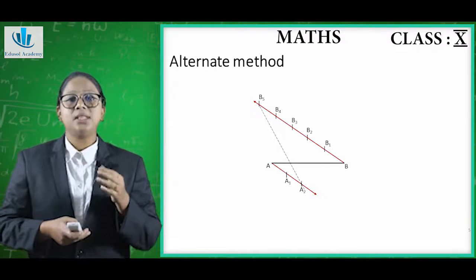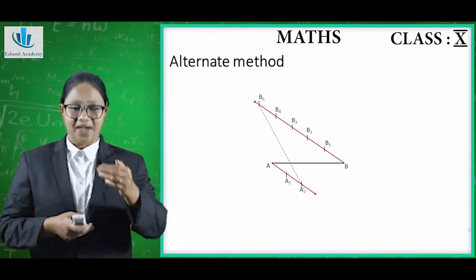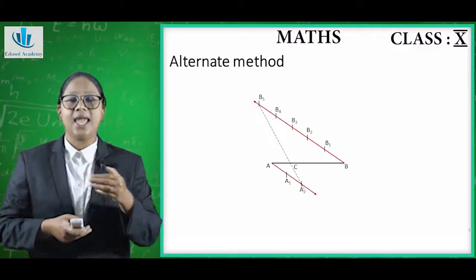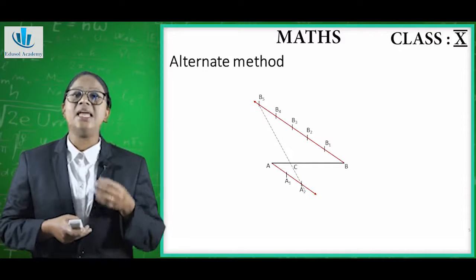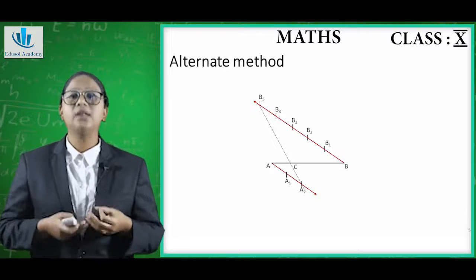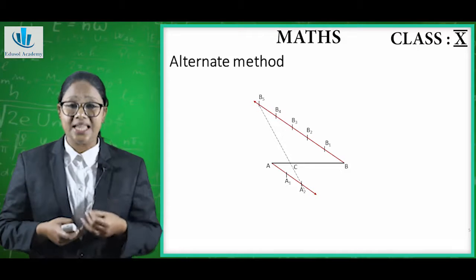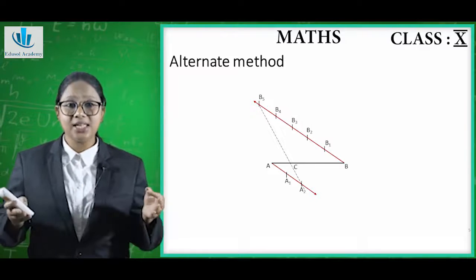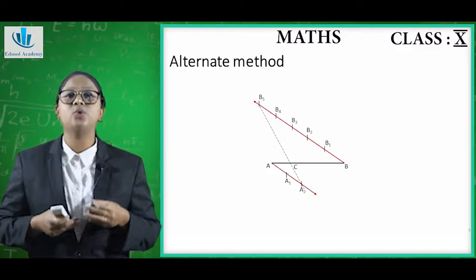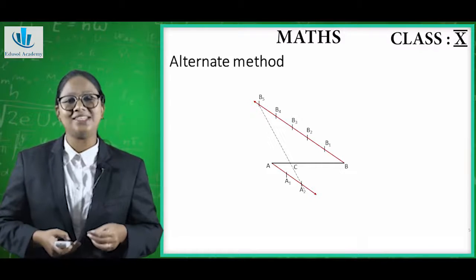You can see the line A2B5 is cutting the line AB at a point. Name it C. So again we have got a point C, that is sectioning the given line AB in the ratio 2:5. I hope you understand.